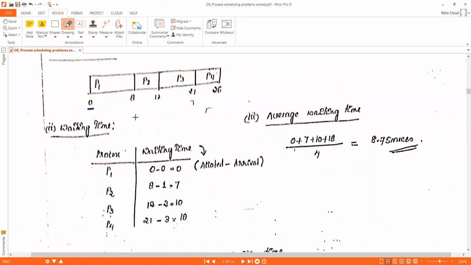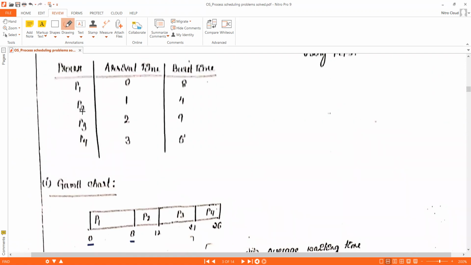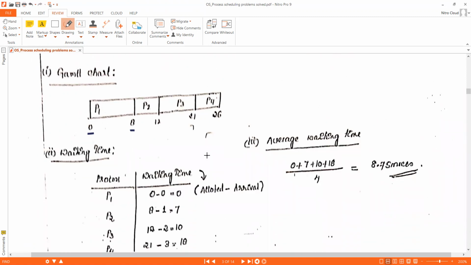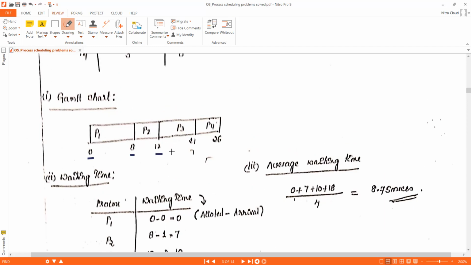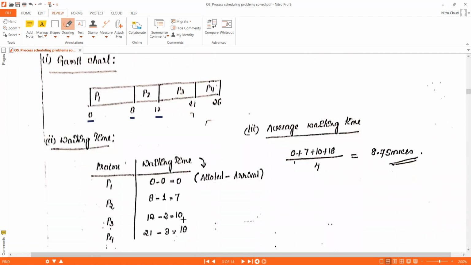Next for process 2. Process 2's CPU allotted time is 8 milliseconds. Okay. Minus its arrival time. Okay. Process 2's arrival time is 1 millisecond. 8 minus 1, it is 7 milliseconds is the waiting time for process 2. Next, process 3's allotted time is 12 milliseconds and its arrival time is 2 milliseconds. 12 minus 2, it is 10 milliseconds is the waiting time for process 3.